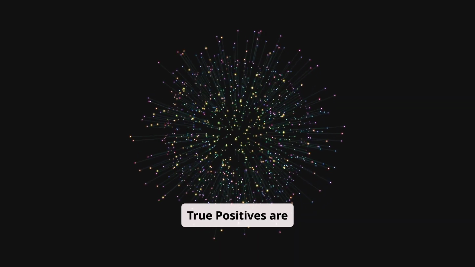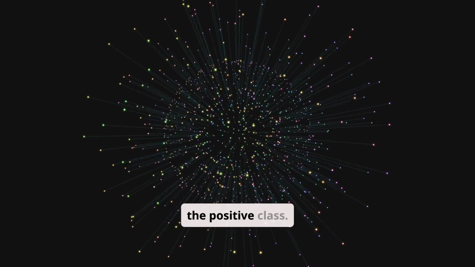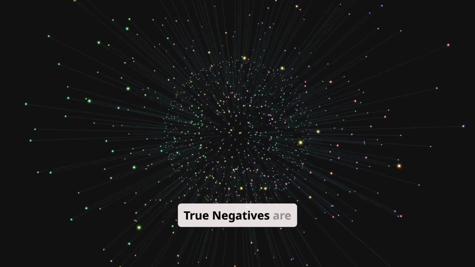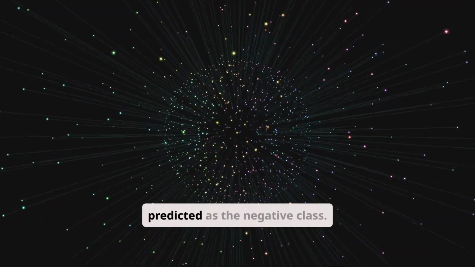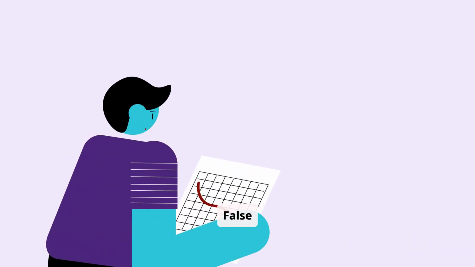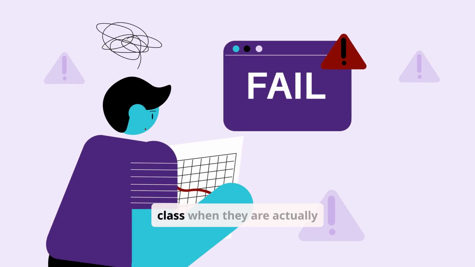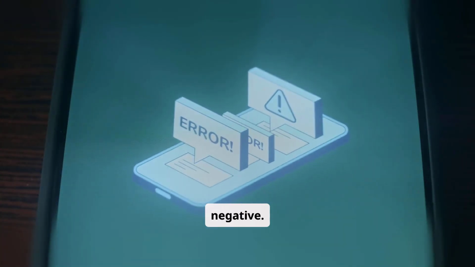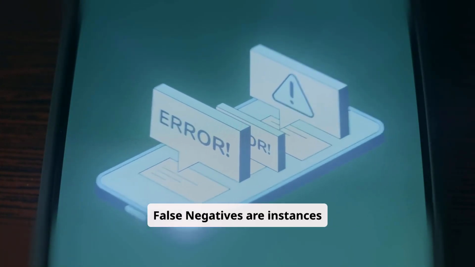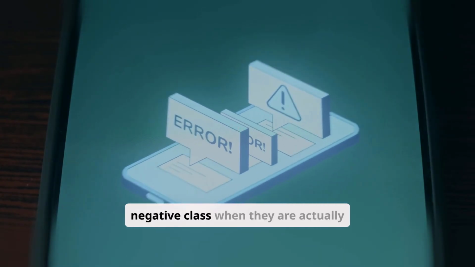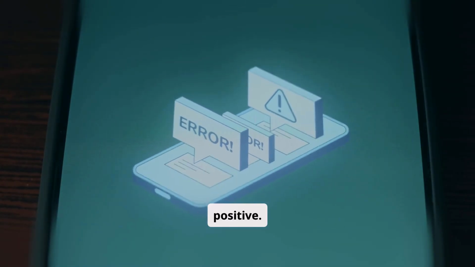True positives are instances correctly predicted as the positive class. True negatives are instances correctly predicted as the negative class. False positives are instances incorrectly predicted as the positive class when they are actually negative. False negatives are instances incorrectly predicted as the negative class when they are actually positive.